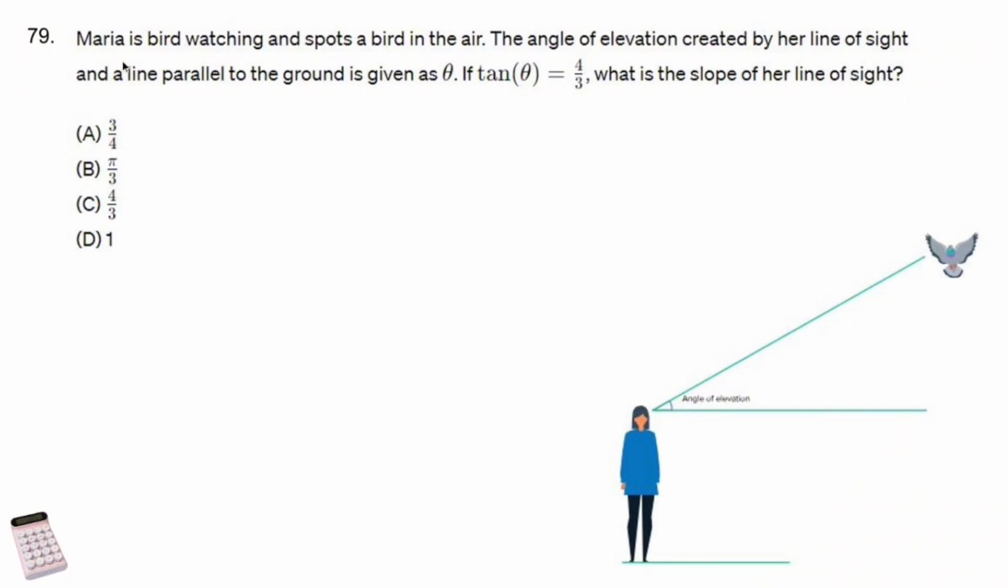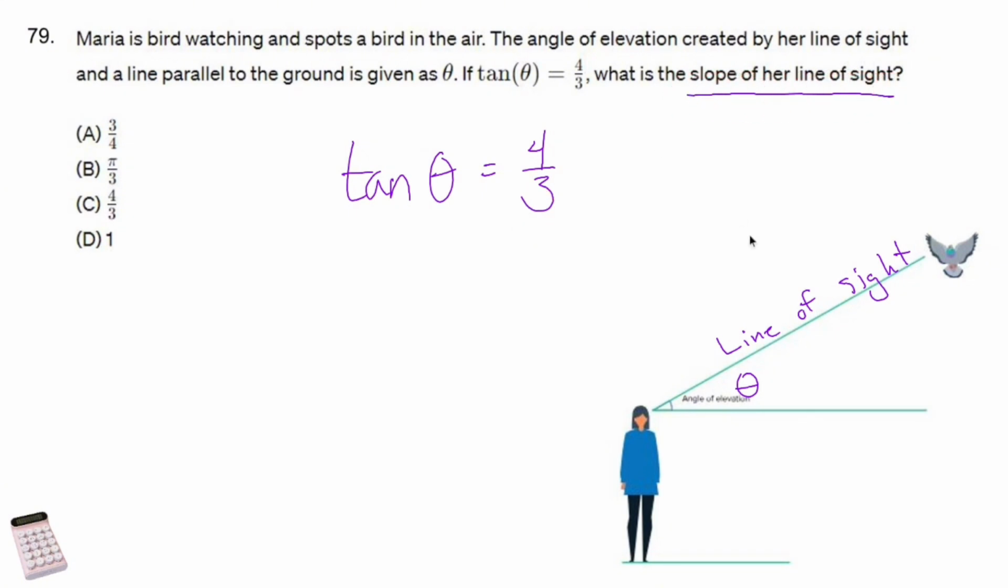Maria's bird watching and spots a bird in the air. The angle of elevation created by her line of sight and a line parallel to the ground is given as theta. The line of sight is her eyeball hitting the bird, and the line parallel to the ground, I'm not going to write it out, makes the angle called theta. If tan theta equals 4/3, what is the slope of her line of sight?